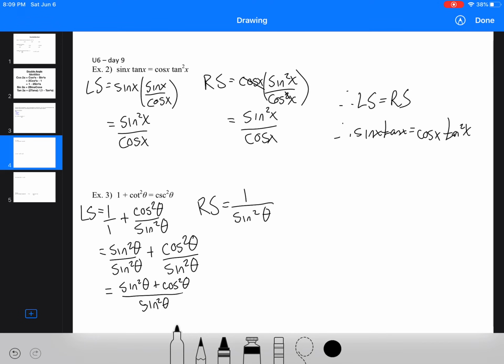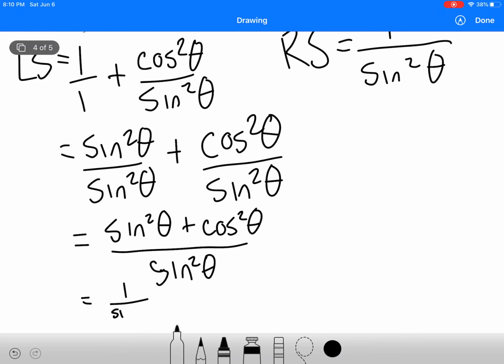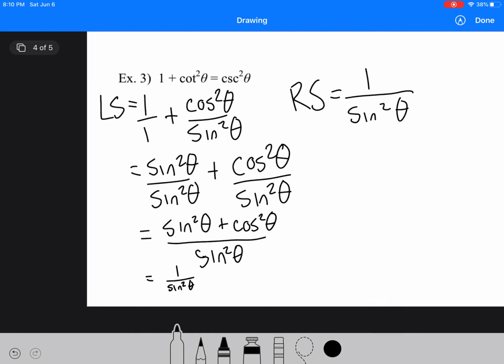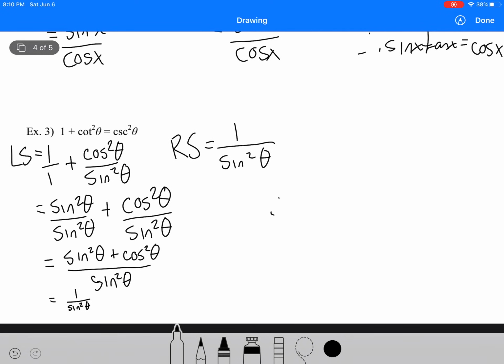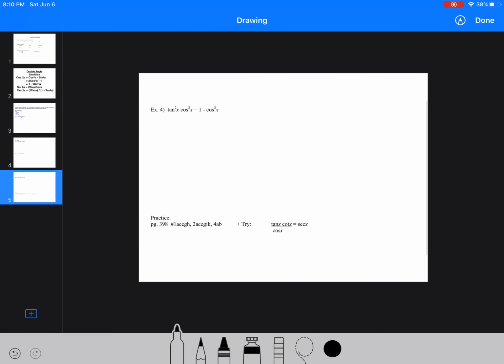Now we've got sine squared plus cos squared. Well, sine squared plus cos squared is the Pythagorean identity. So we know that that is actually equal to 1 over sine squared. Therefore, left side equals right side. Therefore, 1 plus cotangent squared theta equals cosecant squared theta. All right, let's try this last one.